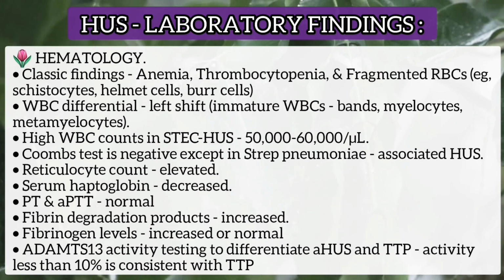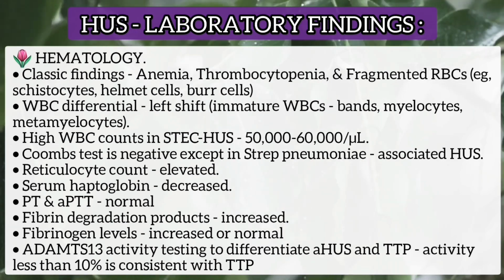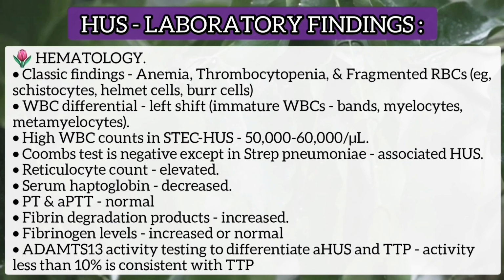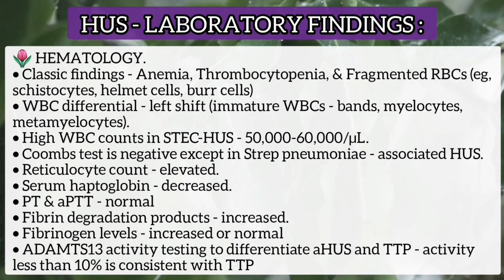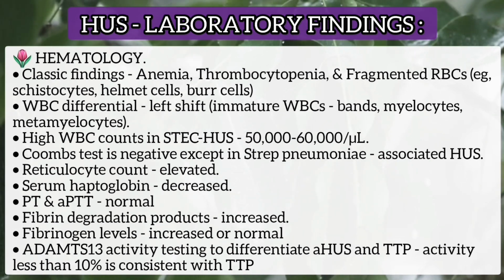The retic count is elevated and the serum haptoglobin is decreased. PT and APTT is normal, fibrin degradation products are increased, fibrinogen level is increased or it may be normal. The ADAMTS13 activity should be done to differentiate atypical hemolytic uremic syndrome from thrombotic thrombocytopenic purpura. The activity is less than 10% in TTP while it is more than 10% in atypical type.